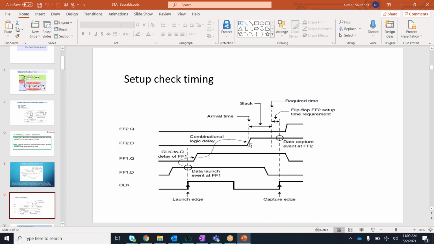It reaches the input pin of flip flop 2 and waits till the clock arrives. So the data has started and reached the D pin of flip flop 2. This is called the arrival time.